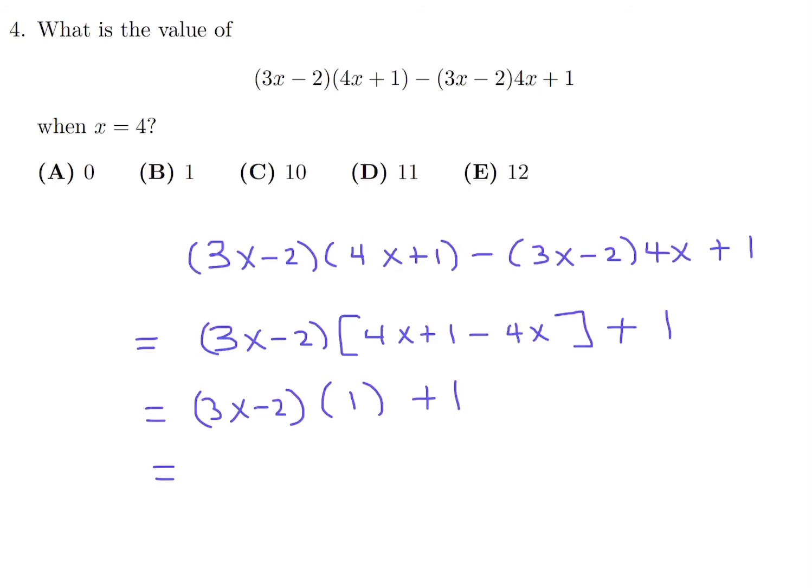If x is 4, 3 times 4 is 12, minus 2, plus 1, like that. So this is 10 plus 1, which is 11. So number 4, the answer is D.